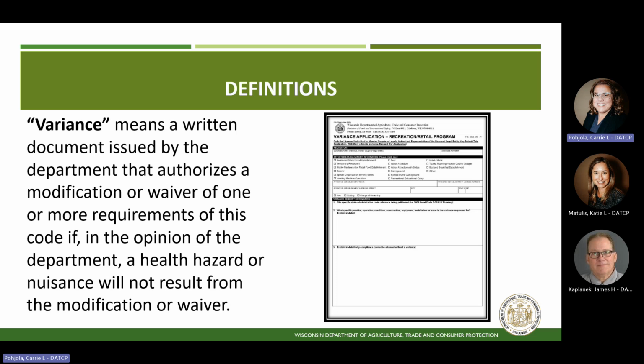Now we will define a variance. A variance means a written document issued by the department that authorizes a modification or waiver of one or more requirements of this code if, in the opinion of the department, a health hazard or nuisance will not result from the modification or waiver. This is typically required when conducting a special process per the food code, but we will talk about that more a little later in the slides.